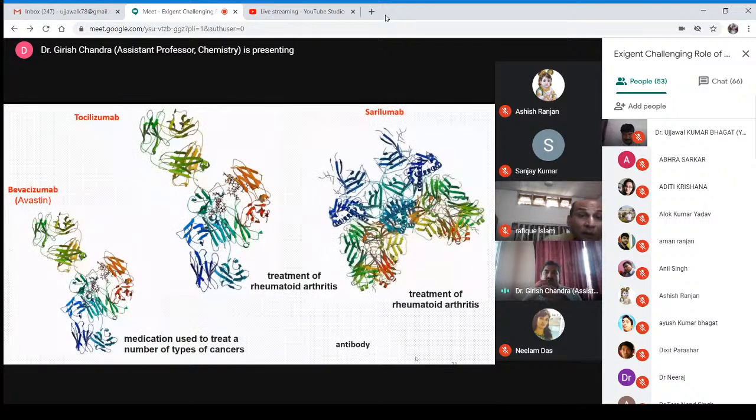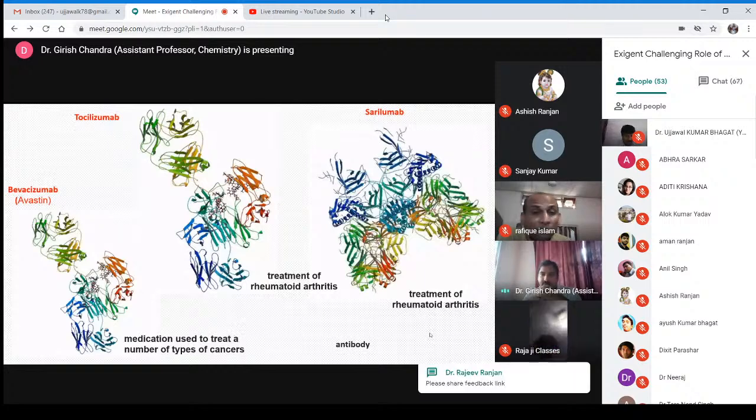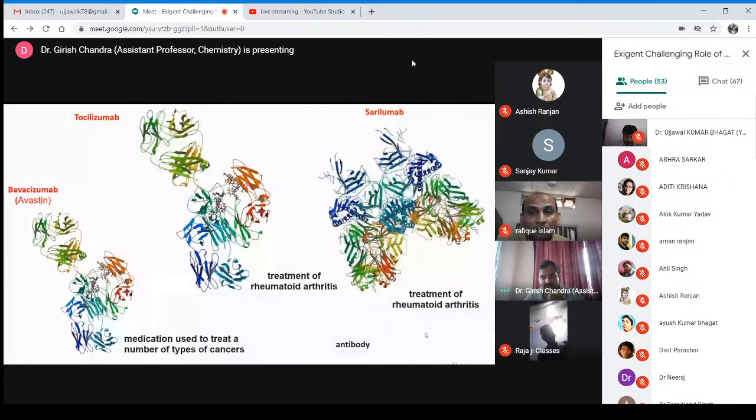Here, these are different kinds of proteins which are used as antibodies to treat different kinds of diseases. This Avastin is used to treat cancer. These two are used for the treatment of arthritis. These are bulk molecules, big molecules. These are different kinds of proteins, and they are also under study to investigate against COVID-19.